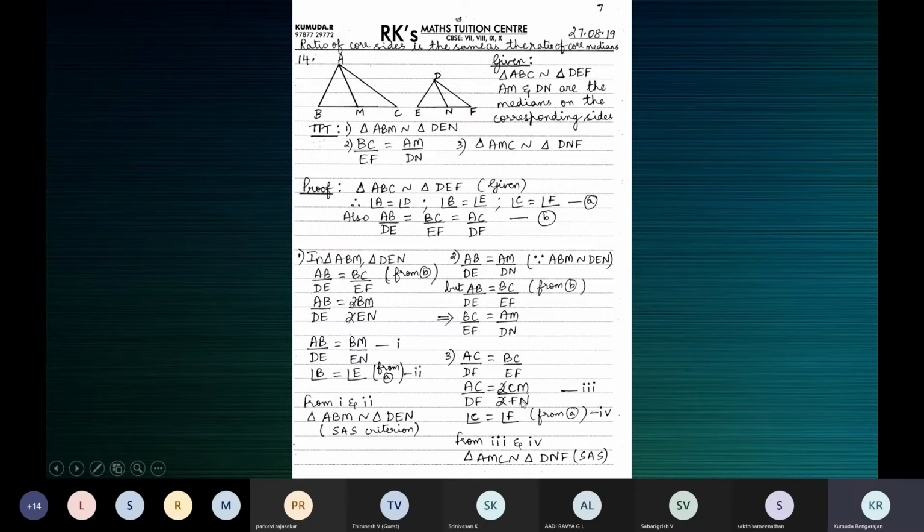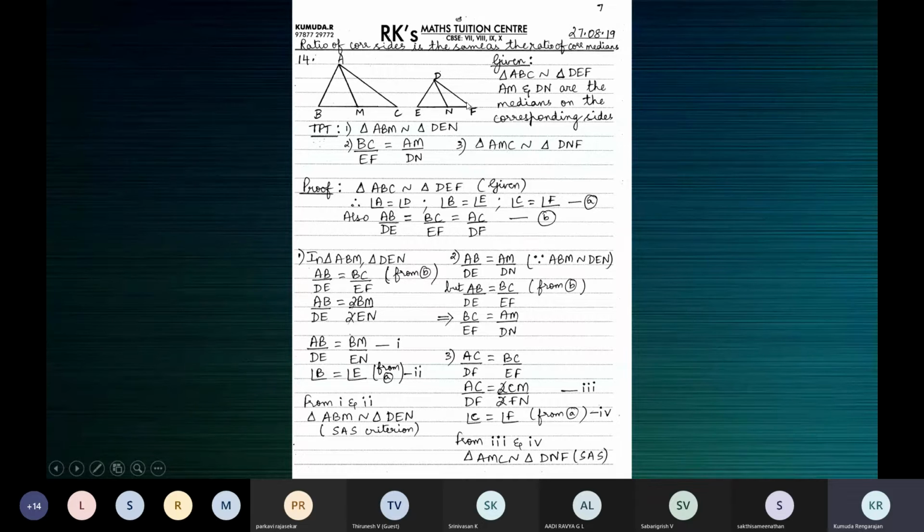2 gets cancelled and we have this. So now it is completely relevant: CM by FN. CM by FN, completely relevant. So the sides of the triangles which we have to prove are similar, the sides are proportional. And the included angles.